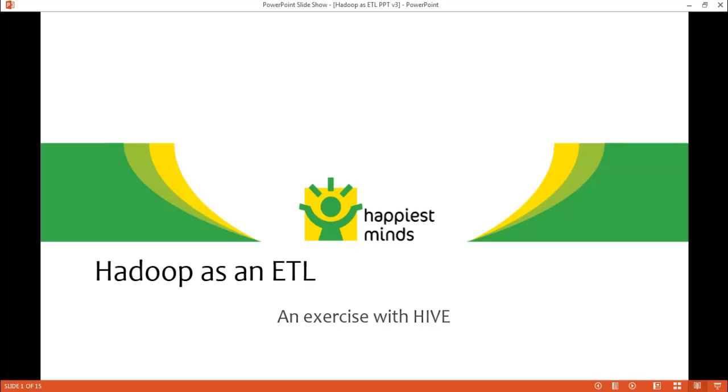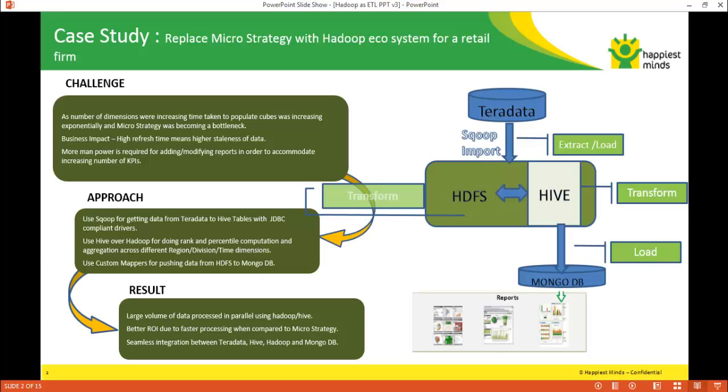Hadoop as an ELT, an exercise with Hive. A large retail firm was using MicroStrategy for generating everyday reports. The bottlenecks in MicroStrategy were: time taken to generate a report was going up with an increase in the number of metrics.